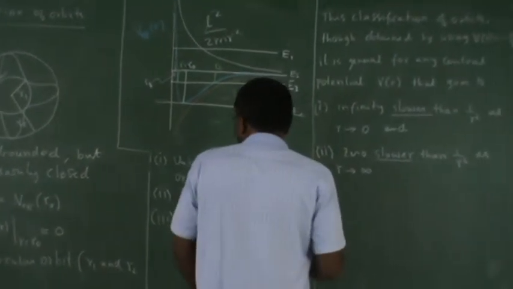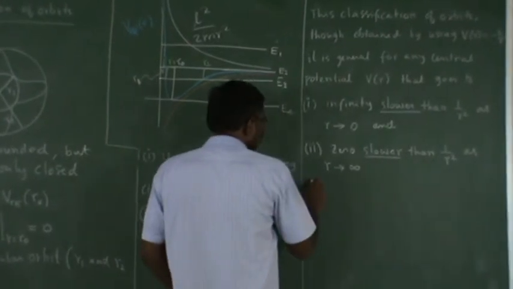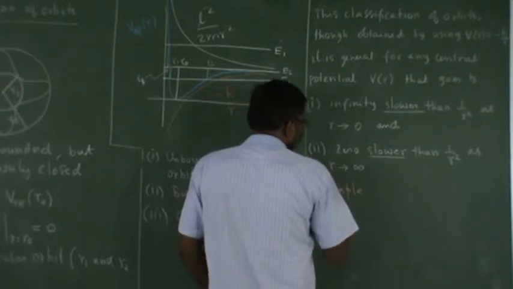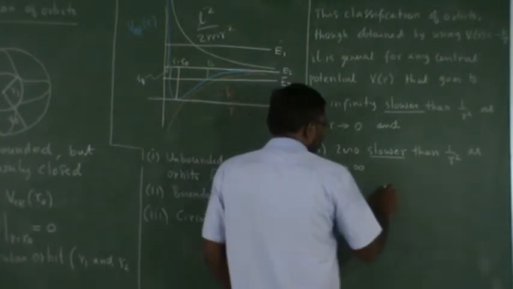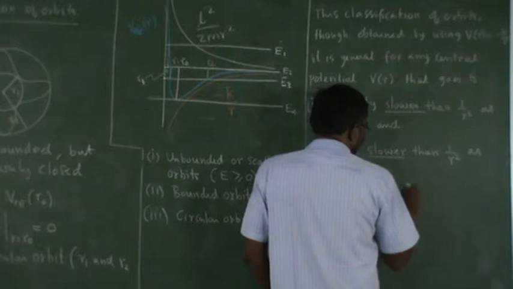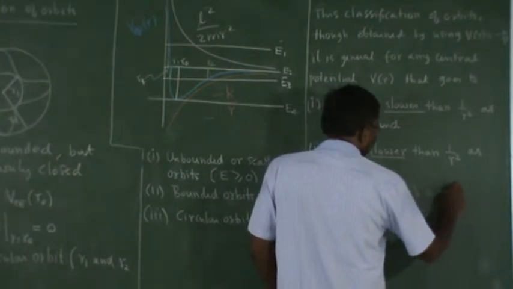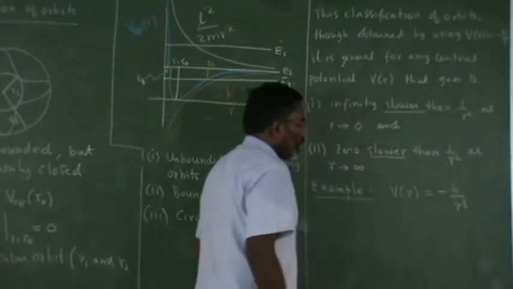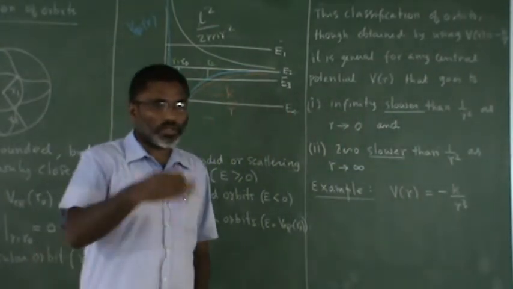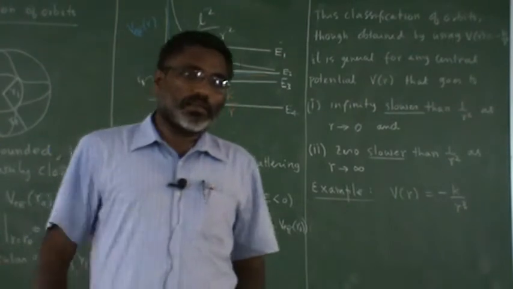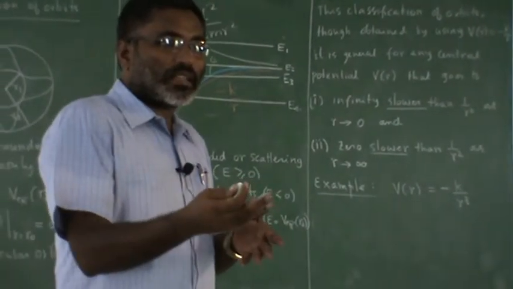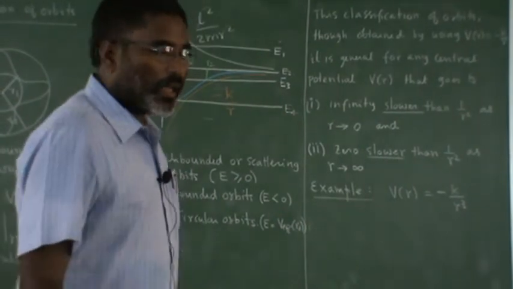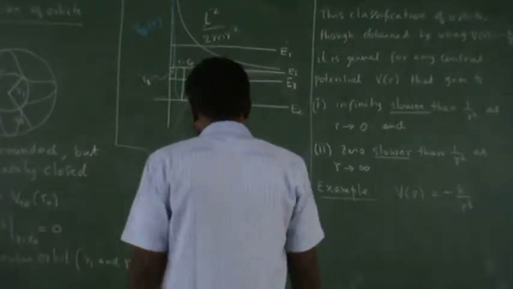So take this example. Let's say your V of r is minus k by r cubed, which goes to 0 faster than 1 by r square, and it goes to infinity also faster than 1 by r square. So what happens in this case?